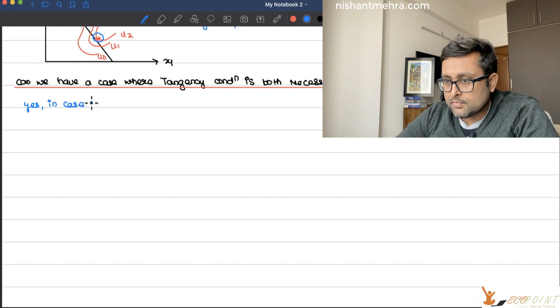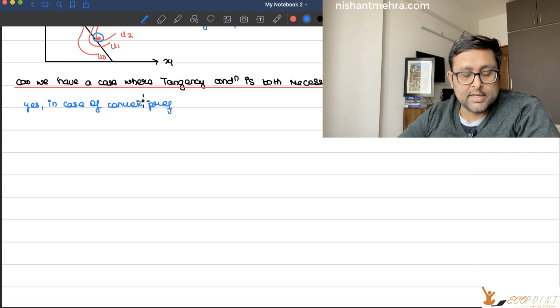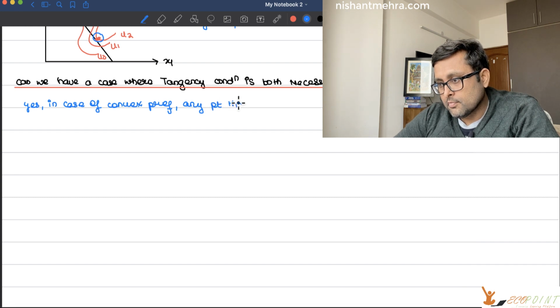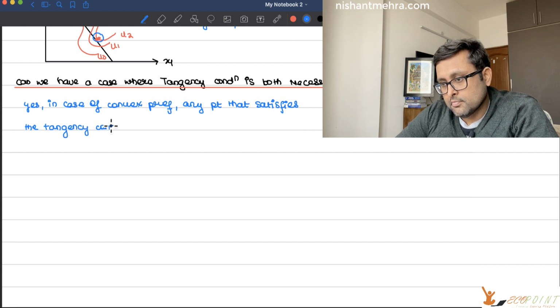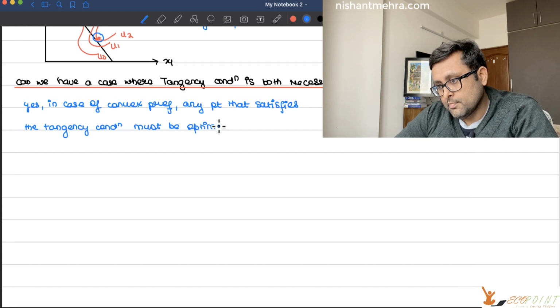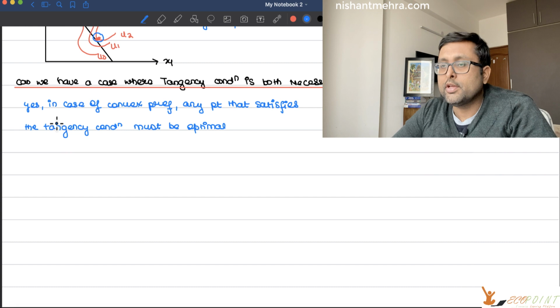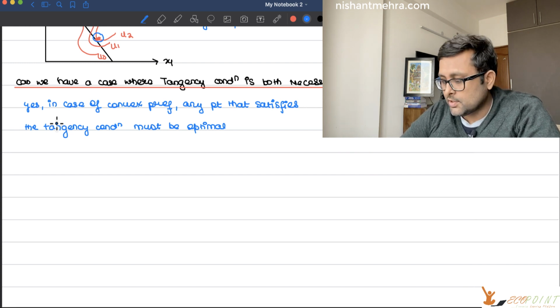in case of convex preferences, or convex indifference curves, any point that satisfies the tangency condition must be optimal. You've seen the first diagram; those are strictly convex preferences also. One more restriction is that there can be more than one optimum in case of convex preferences, but for strictly convex preferences, there will be only one optimum at the tangency point.